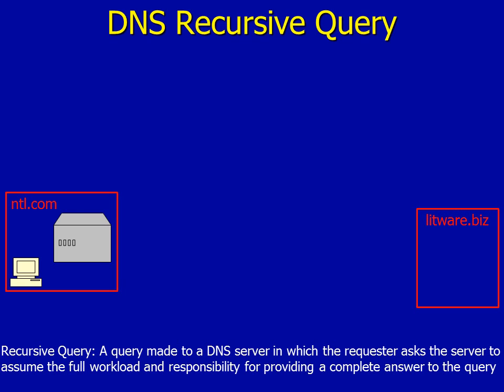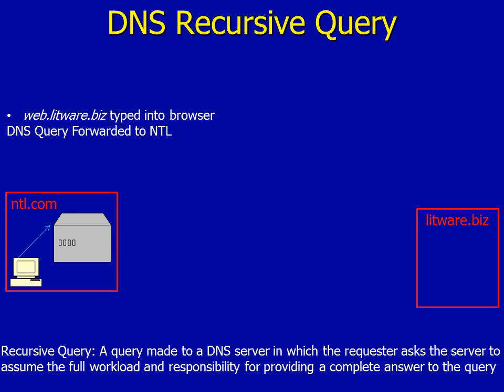So here we've got someone connected to their ISP. At this point here it happens to be ntl.com, so this could be you at home working with your NTL connection. This is a recursive query. You send out a DNS query: What is the website for web.litware.biz? What is the IP address for that service or server?